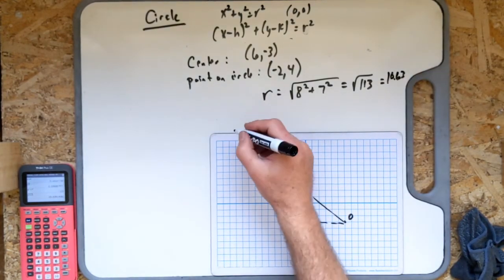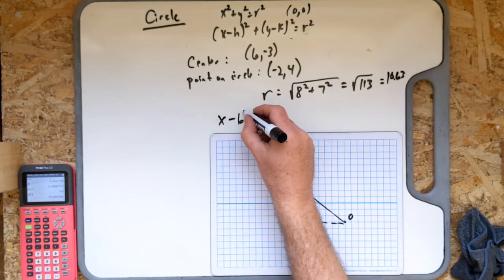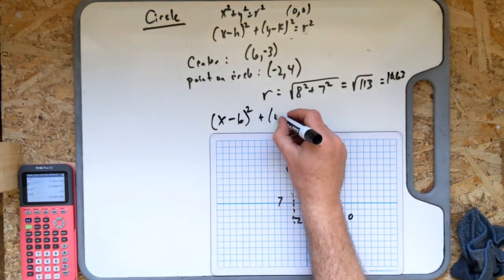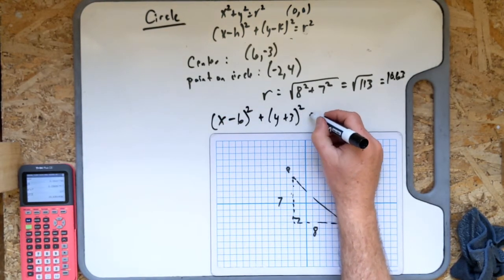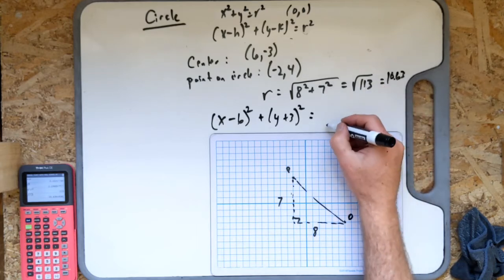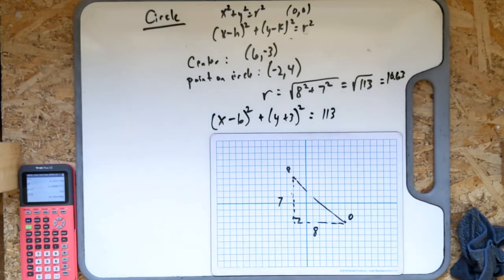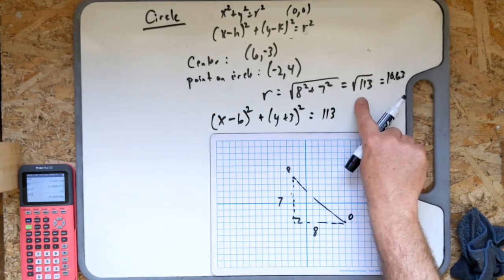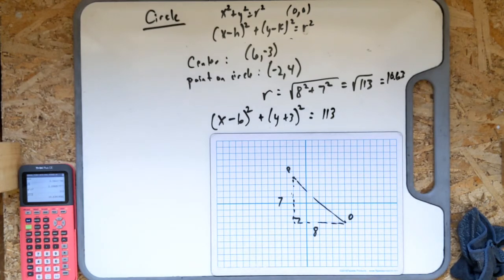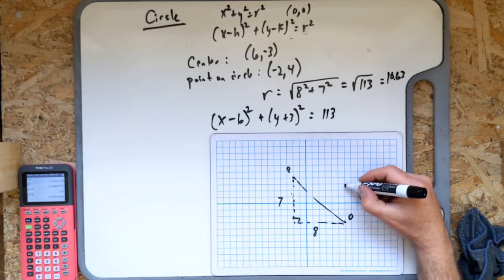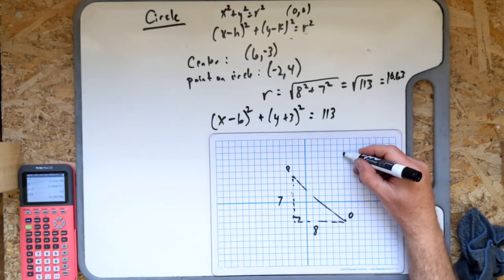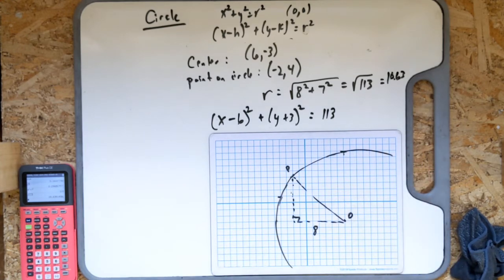Okay, so the equation of the circle is (x minus 6) squared plus (y plus 3) squared equals radical 113 squared, or 113, which is why you want to leave it like this, because you're going to square it in the equation. In terms of what this looks like, the radius is 10.63. It's a huge circle. Okay.